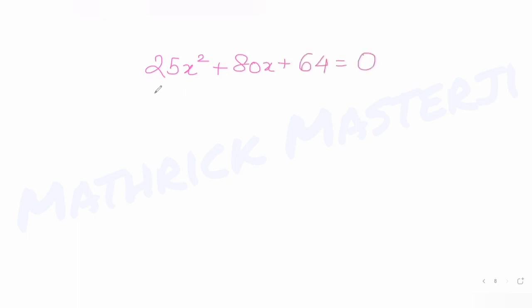So from here I can write that as (5x) the whole squared. 64 I can write as 8 squared. So I have a square plus b square, but I need 2ab also. So 2 into a into b. If I write this in the form 2 into 5, 10, 10 into 8, 80, I understand this is entirely a perfect square. It can be written as (5x plus 8) the whole square equals 0. If I further solve this, I get 5x plus 8 equals 0. And 5x plus 8 gives me x as minus 8 over 5.